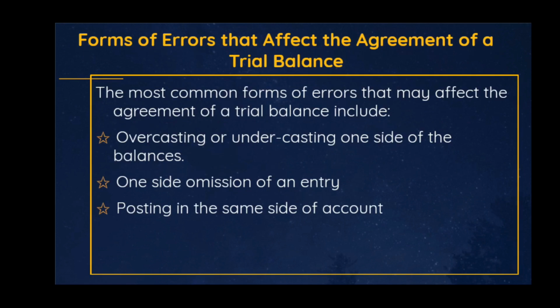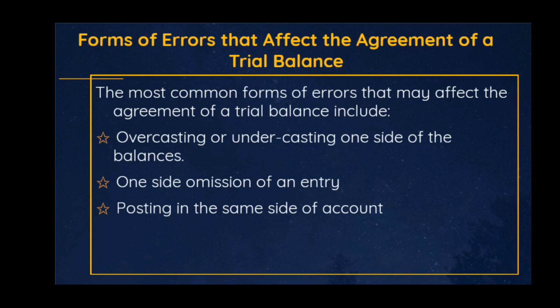There are different forms of errors, but the major ones into which I can categorize them are the ones I listed below. The first one is overcasting or undercasting one side of the account. Most times this error occurs when adding up the entries in the ledger, where a mistake leads to overcasting, that is, having a figure that is higher than what we're supposed to have in the ledger, or undercasting, having a figure that is lower than the amount we're supposed to have in the ledger. Such an error will affect the agreement of a trial balance.